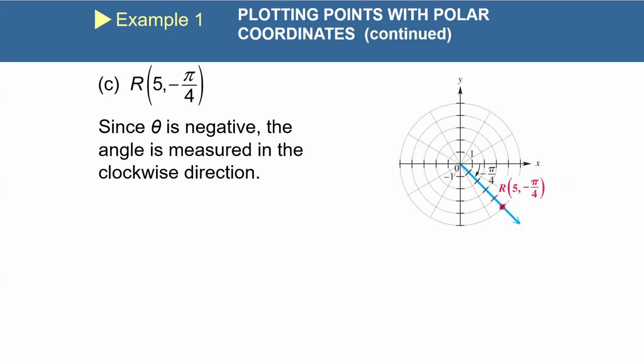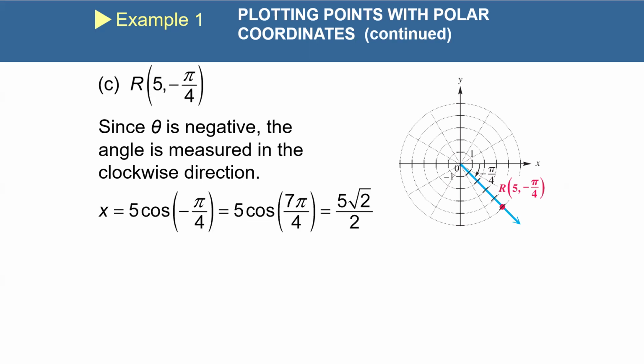So -pi/4 puts us in quadrant 4. Then we draw our line. Our line is going to go through it, and we are walking towards it from the origin. Negative pi over 4? 7 pi over 4. Yes, it's positive 7, which is what you can put it in to figure out where it's at.